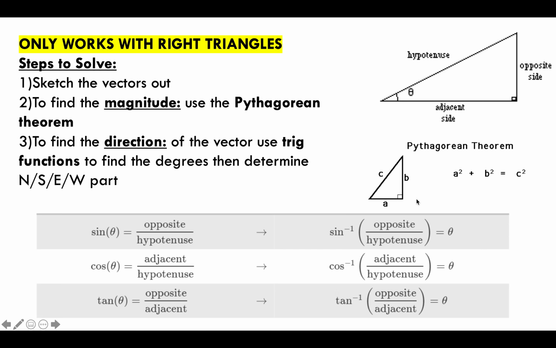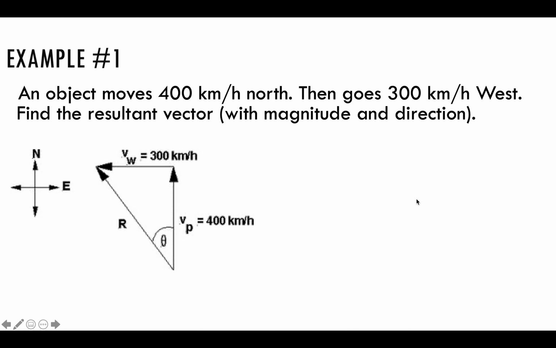All right, let's work on an example. Our first example has an object that's moving 400 kilometers per hour north, and then it goes 300 kilometers per hour west. We want to find the resultant, and just as a reminder, that includes both magnitude and direction. Right? So our first step is to sketch it out. I've already got a picture drawn here of 400 kilometers per hour north and 300 kilometers per hour west. And then my resultant vector is going to connect from where I started to where I ended.